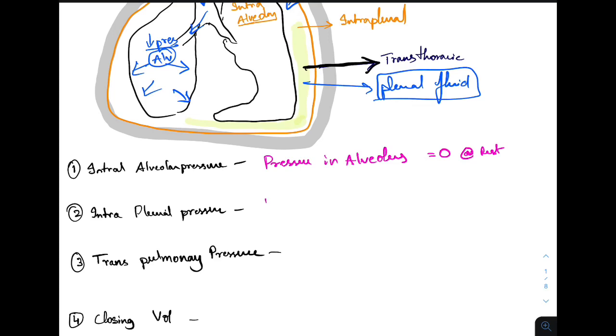Intrapleural pressure is usually negative. Why negative? The alveoli and the lung tissue have a tendency to collapse, which is being prevented by the surface tension caused by the surfactant and also the intrapleural pressure. This intrapleural pressure is negative because of the chest wall, and it tries to keep the lung expanded, preventing it from collapse. So it should be negative, and hence it is negative. What if this becomes zero? That means it is equal to the atmospheric pressure, then the lung will collapse.